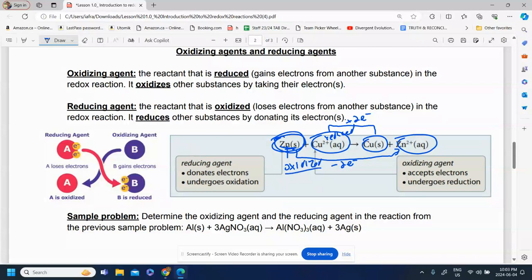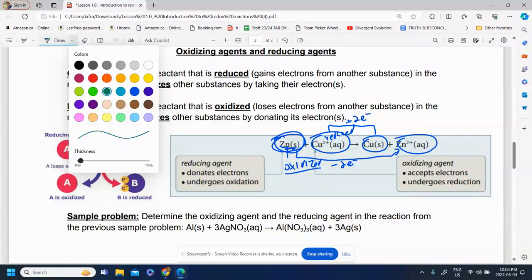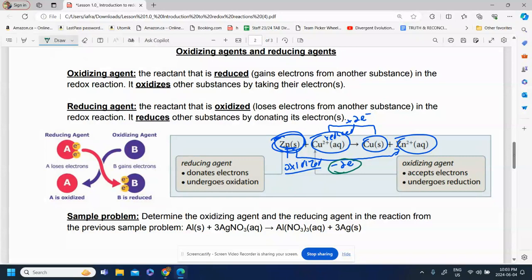Now, what that means is that zinc, to become oxidized, had to give those 2 electrons to the copper. So those 2 electrons that copper gained, they came from zinc. So in a way, you can think of it like this. Zinc was oxidized. How? By reducing copper. So zinc, the one that is oxidized, is known as a reducing agent. It is oxidized by reducing copper, so it's the one that donates the electrons.